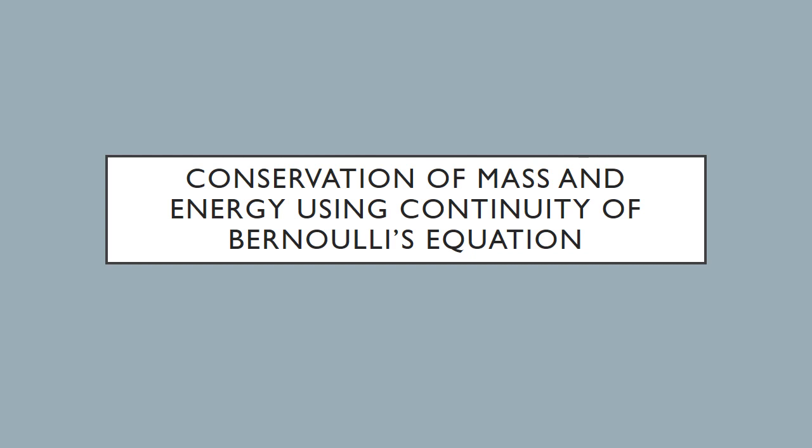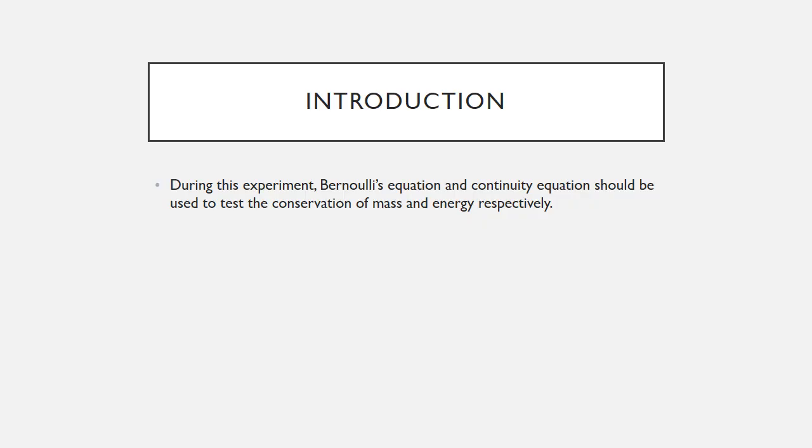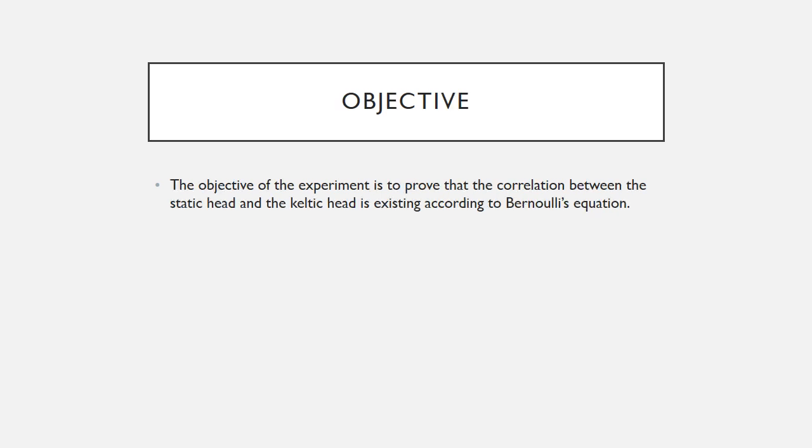So today our lab topic is going to be about conservation of mass and energy using the continuity and Bernoulli's equations. Introduction. During this experiment, Bernoulli's equation and the continuity equation should be used to test the conservation of mass and energy respectively. And the objective of this experiment is to prove that the correlation between the static head and the kinetic head exists according to Bernoulli's equation.